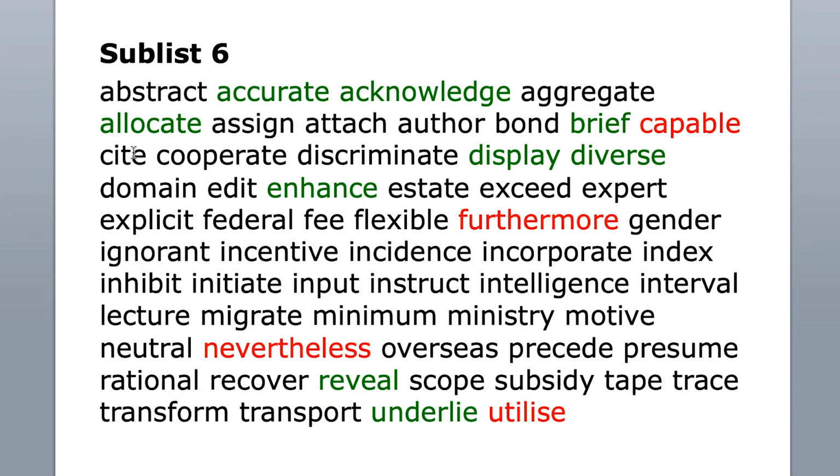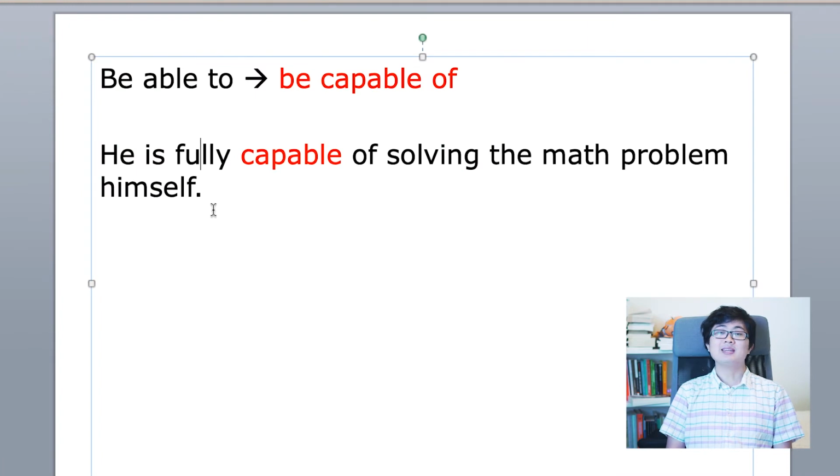The green words are accurate, acknowledge, allocate, brief instead of short, display, diverse instead of just different, enhance or to make better, and then reveal, and then underline. Very important words. Now let's go to the words in red. Now, instead of using be able to, try to use be capable of more often.